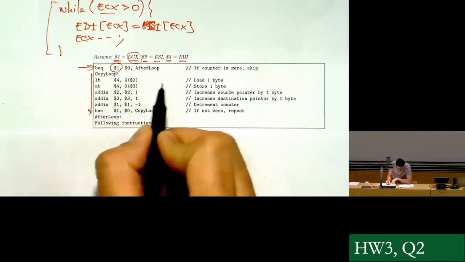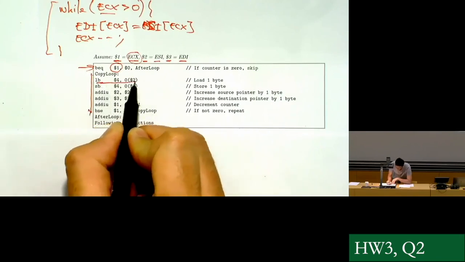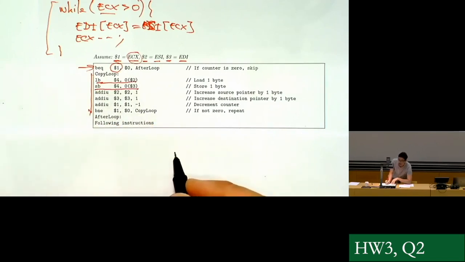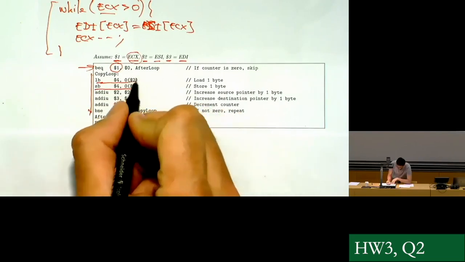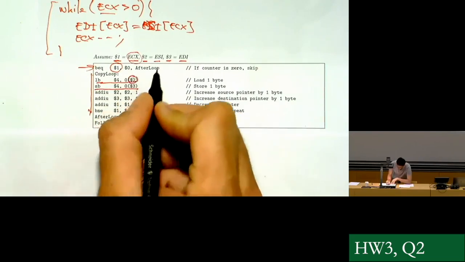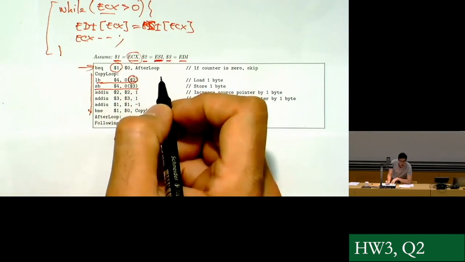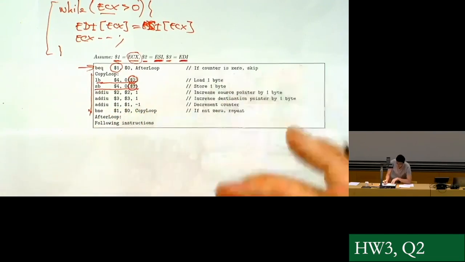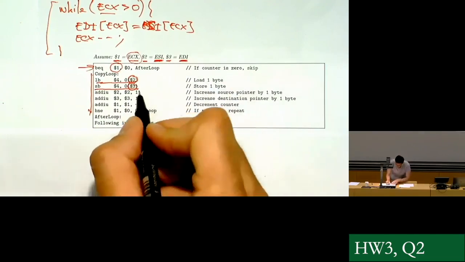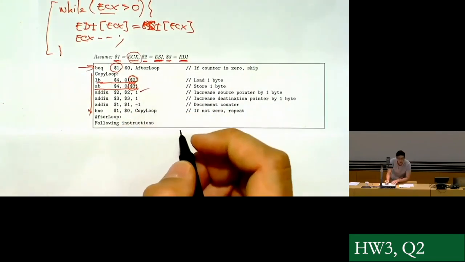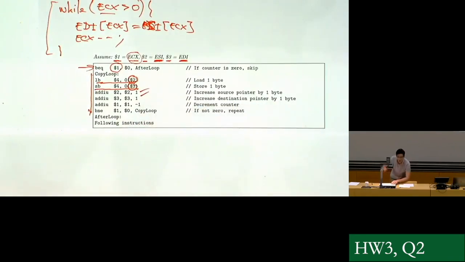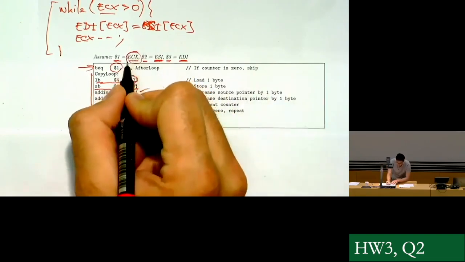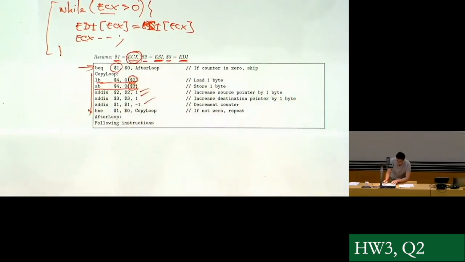In this loop, as you can see, we load 1 byte and store this byte in the corresponding memory position. These memory positions are determined by register 2, that is ESI, the pointer to the source array, and register 3, the pointer to the destination array. Right after that, we increment register 2 and register 3 to point to the next byte, and we decrement register 1 that contains ECX, our counter.